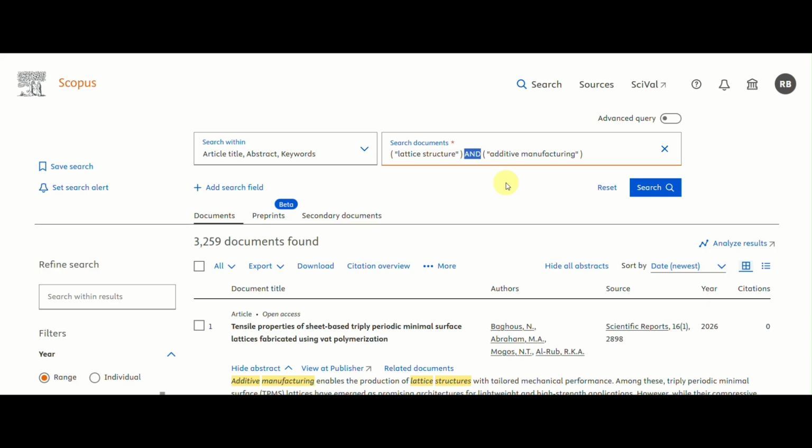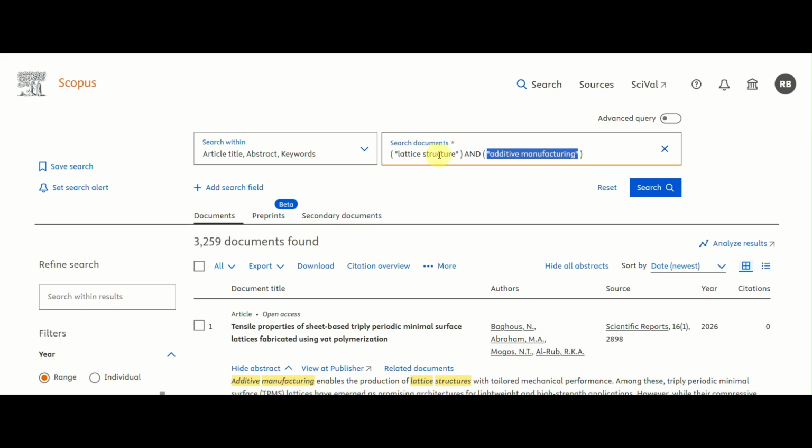Now, till now we got to know the right way of searching the paper. This is how one can search the paper. Again, one more thing I want to highlight, one more thing we must keep in our mind. Suppose lattice structure is one keyword under the structure research domain, and additive manufacturing is also a different research domain, isn't it?